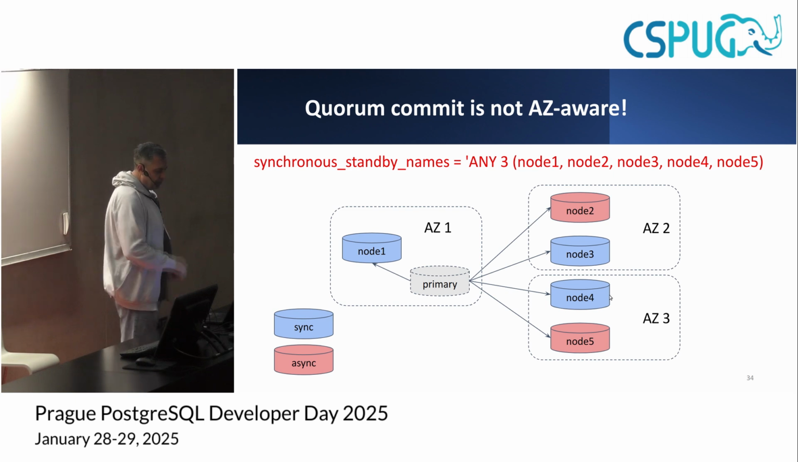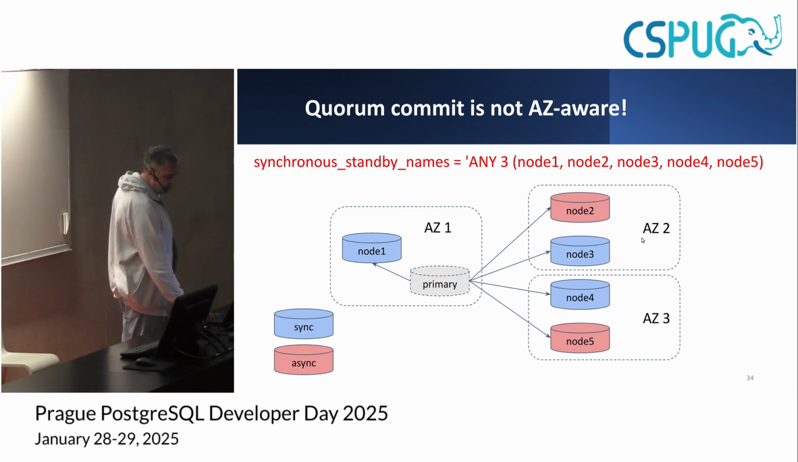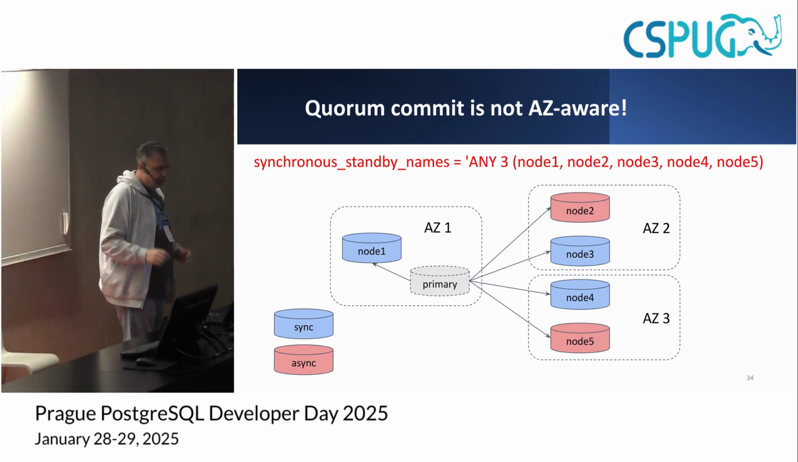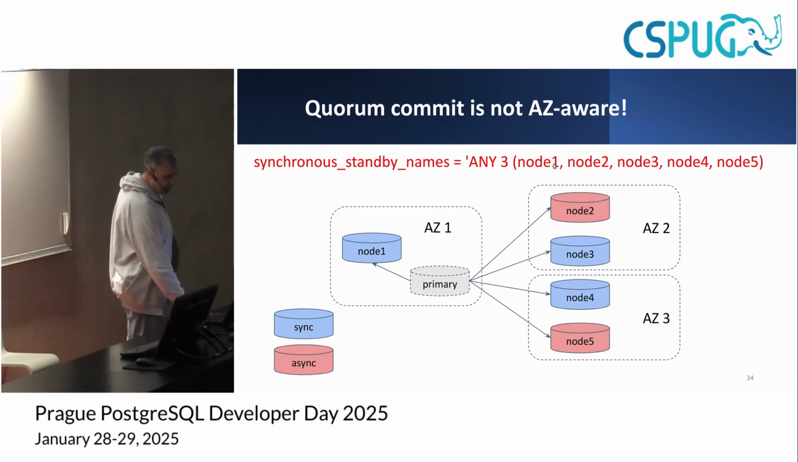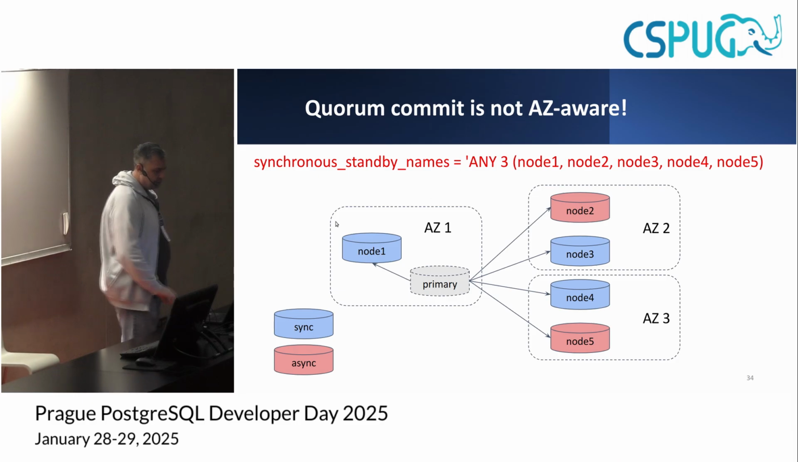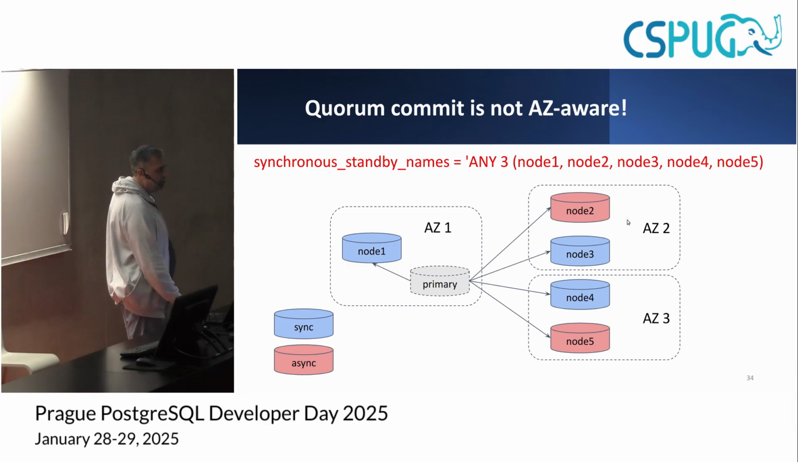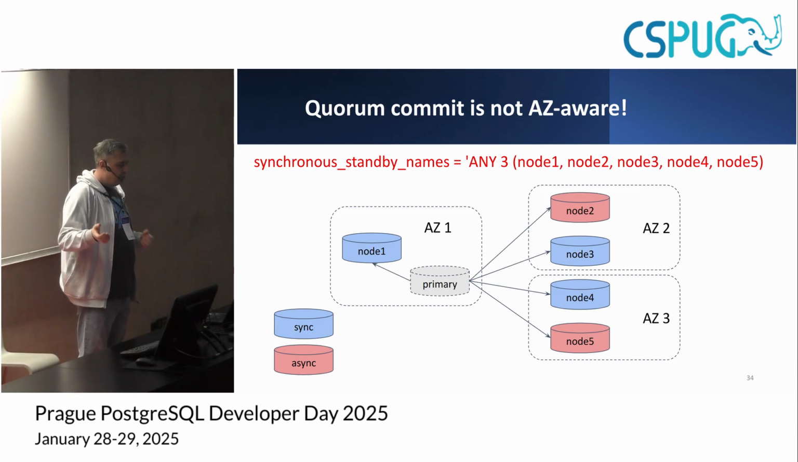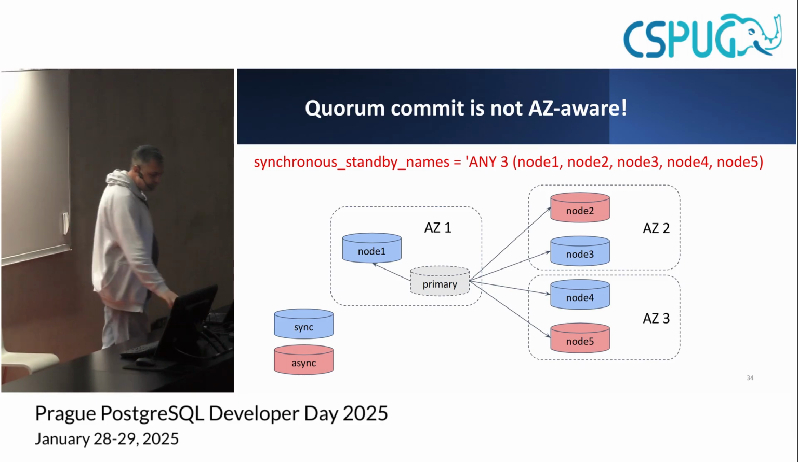But right now, the only way to do it is to just list the nodes in synchronous_standby_names which are supposed to be synchronous. With such a configuration, what may happen is that synchronous nodes will be in just 2 availability zones, like AZ1 and AZ2, or maybe AZ3. It's totally possible, and there is no way to influence it, unfortunately.